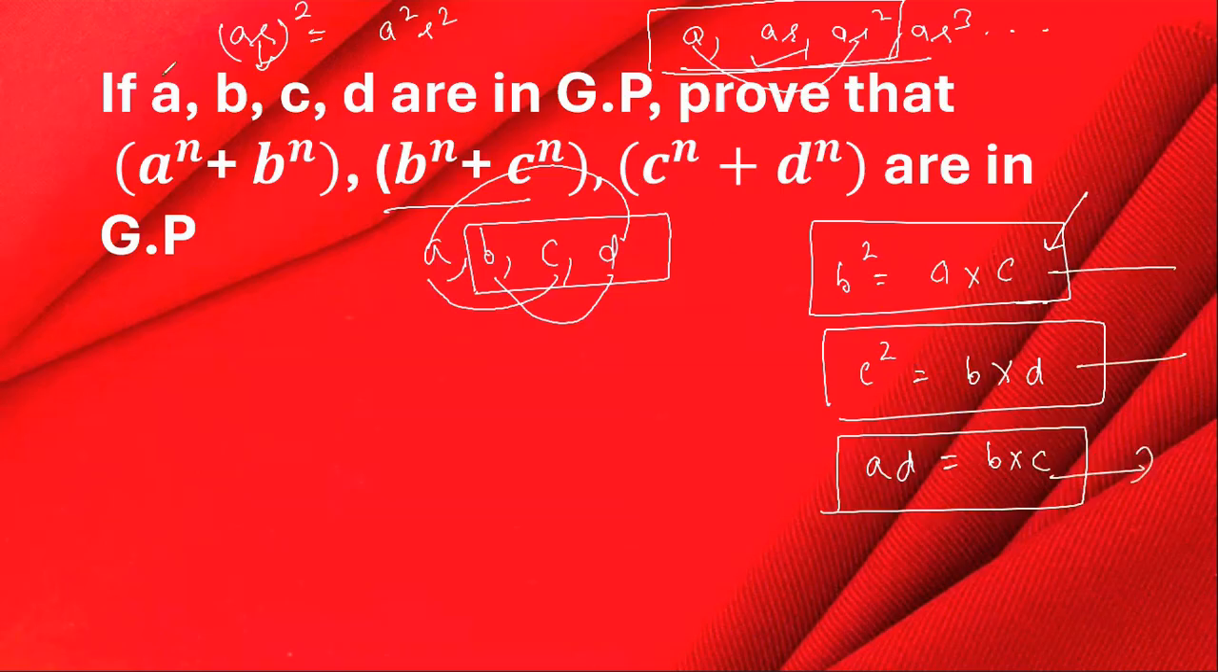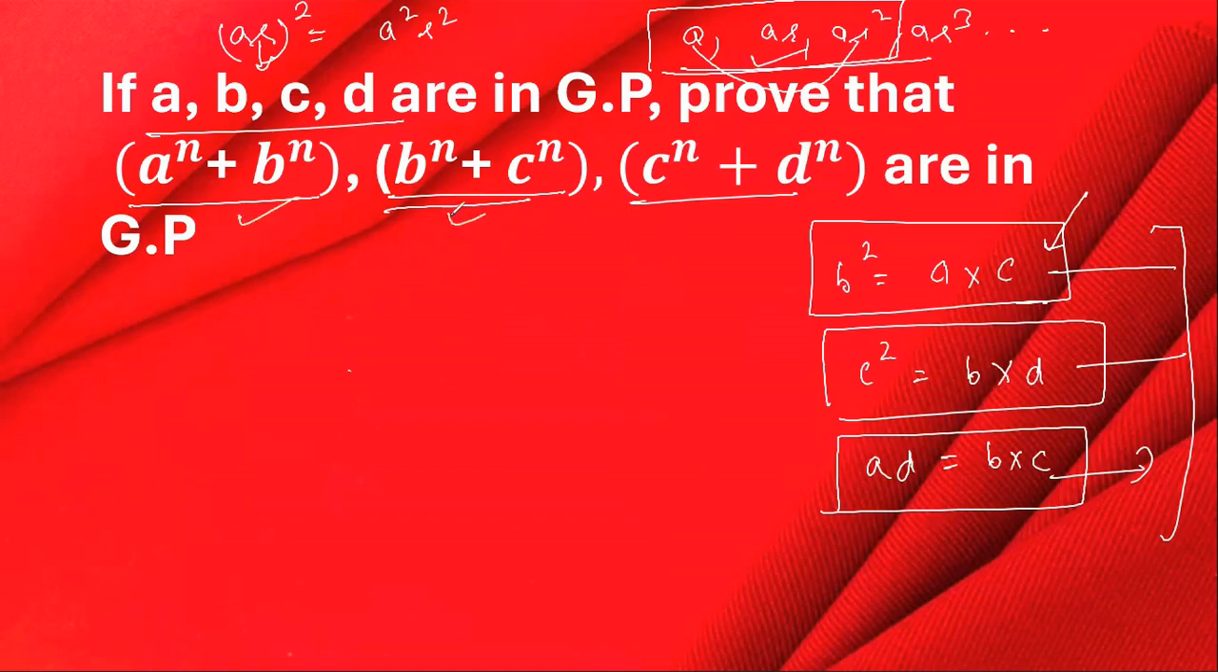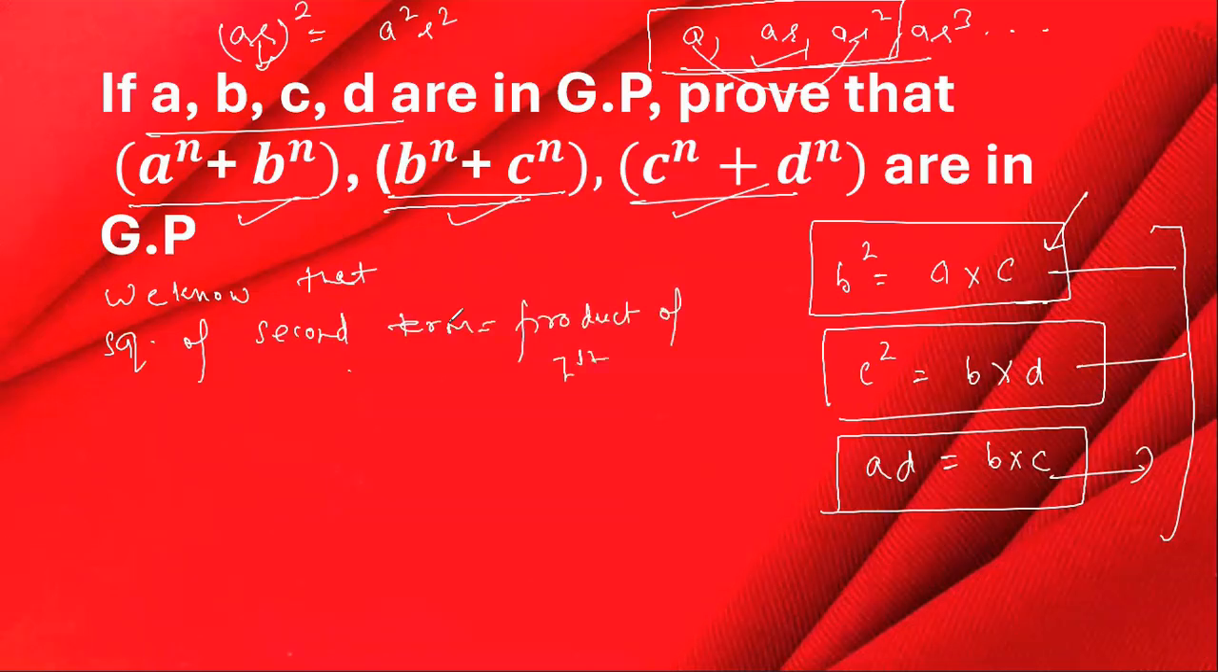Now, from this portion, I have got these things. What we have to prove is that these terms are in GP. To prove that they are in GP, I know that for the first, second and third terms, the square of the middle term equals the product of the first and the third term. So let's talk about this. We know that the square of the second term is equals to the product of first and third term.